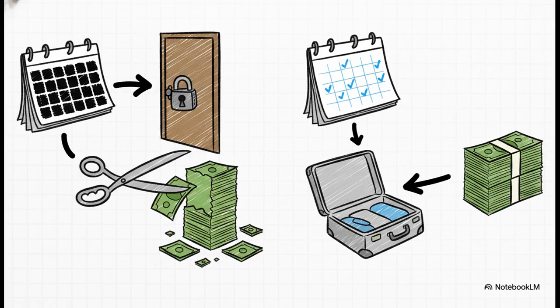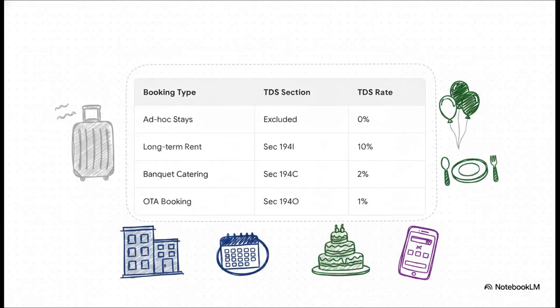But actually, scratch that. Here's the key distinction. If you simply have an agreement establishing a discounted rate for ad hoc casual employee stays with zero guaranteed inventory, it falls completely outside Section 194I, meaning zero TDS deduction is required. Now, what's really interesting when we break this down is how clearly it maps out exactly which TDS section and rate applies to different booking scenarios. It really highlights the distinct tripwires.